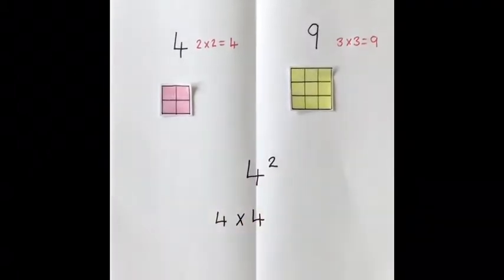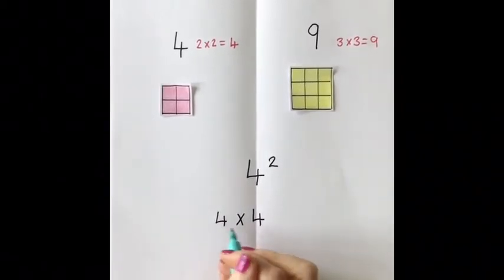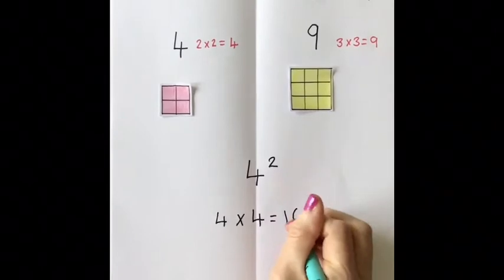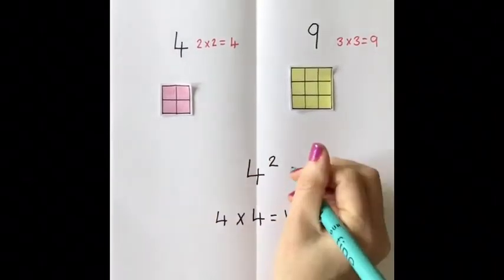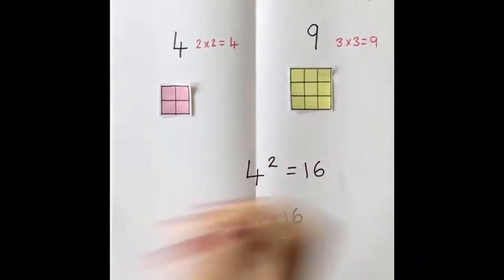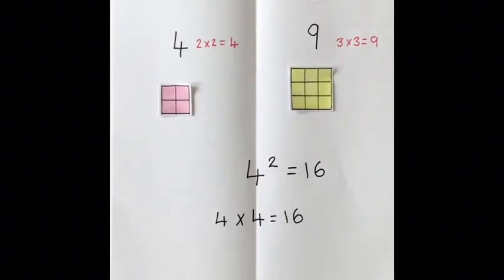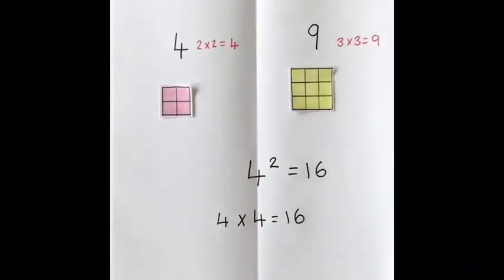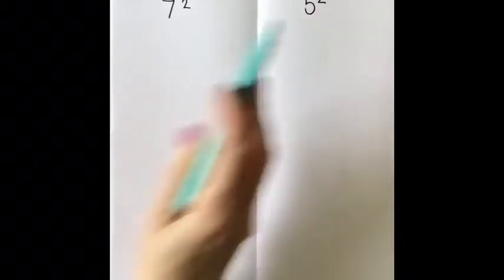If you've been practicing on Times Tables Rock Stars, you should know your times tables really well. So 4 times 4 equals 16. Therefore, 4 squared equals 16. Really simple concept if you know your times tables. What I'd like you to do next is have a go at 7 squared and 5 squared. Pause the video while you calculate it and then come back to it and we'll go through the answers.